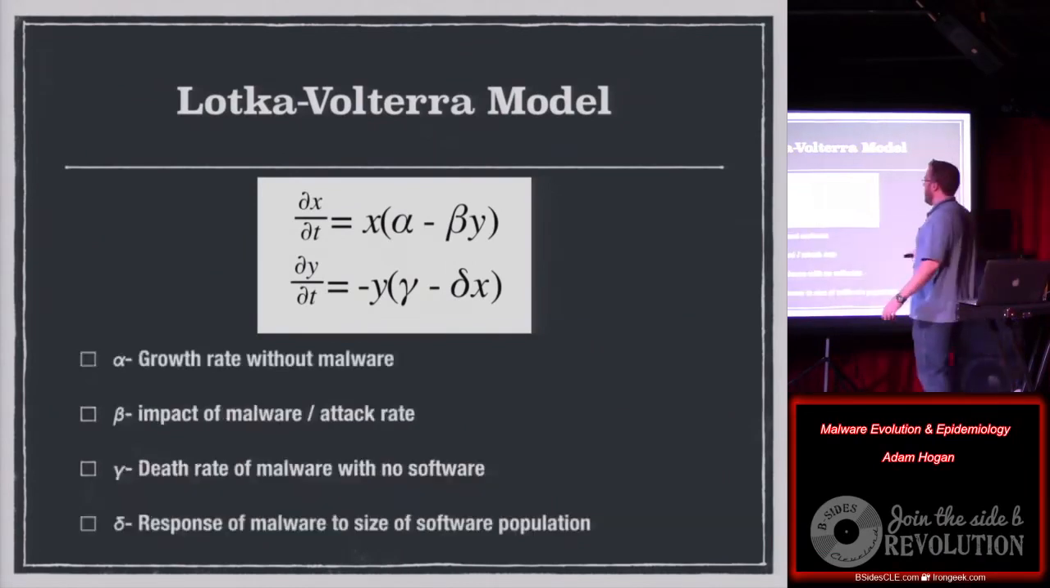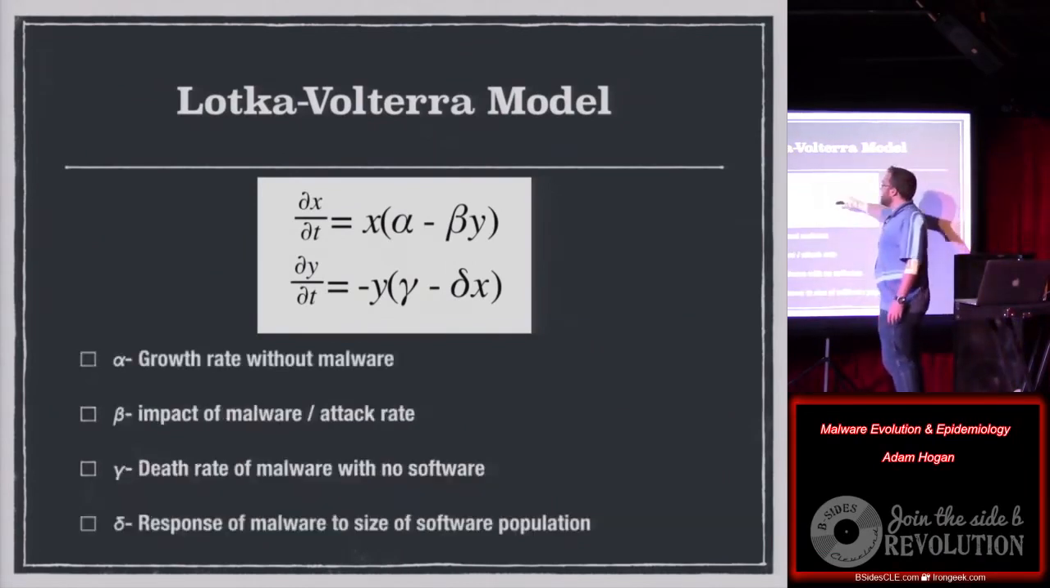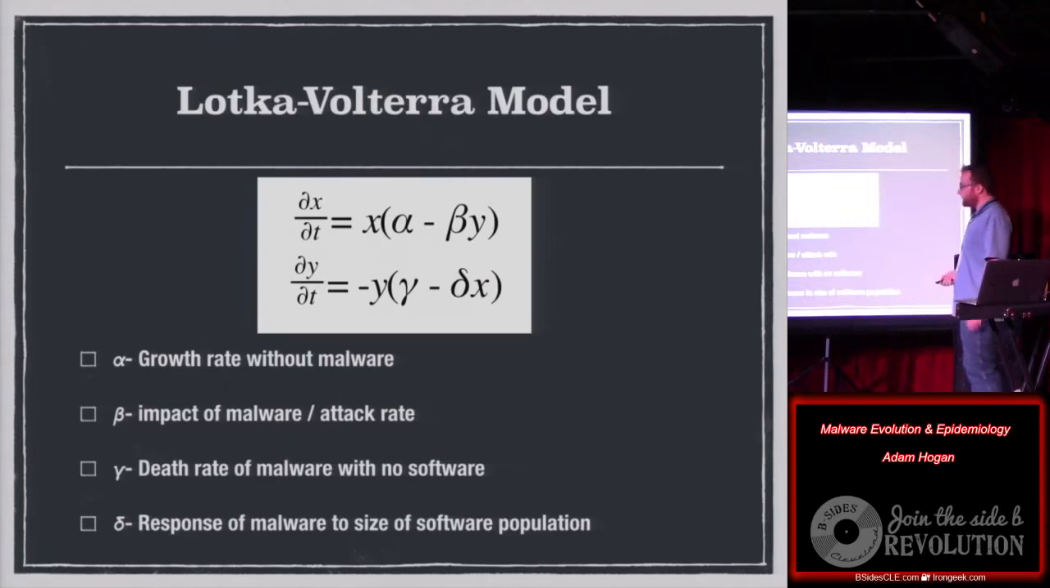The idea being, alpha is going to say, okay, how much would a software platform grow if there were no malware attacking it? Beta here is going to reflect the impact of malware. How much will that adversely affect it? Gamma here, the death rate the malware would have if that software didn't exist at all. And then delta, the response of malware to the size of the software population. If this looks like nonsense, that's fine. I'll come back to what this actually generates in a second.